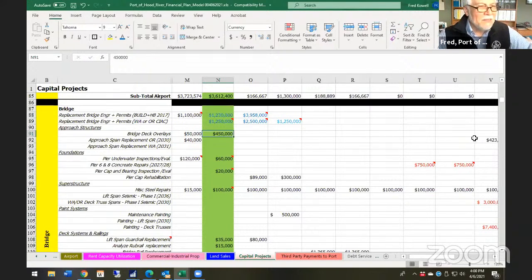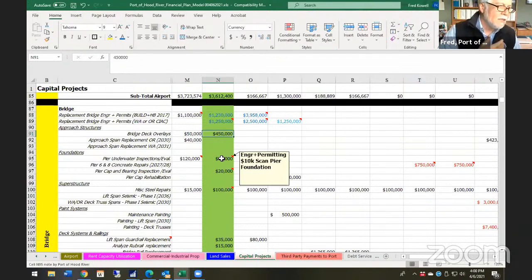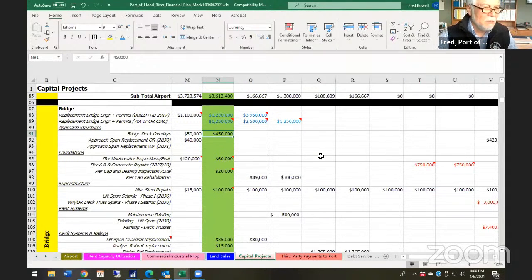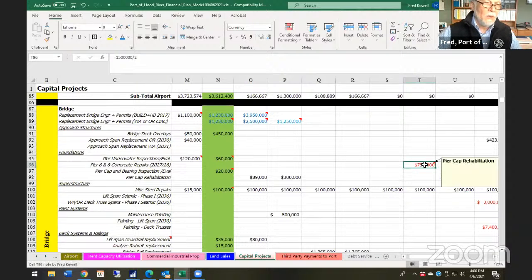And then it goes silent for quite a few years. We do have some scanning of and permitting related to the pier underwater evaluations occurring this next year and next year's budget. But as you can see, nothing is going on. But here in 2003, 4, 5, 6, 7, 8, 2008 and 9, we have the pier cap rehabilitation that's out there that will be debt funded.